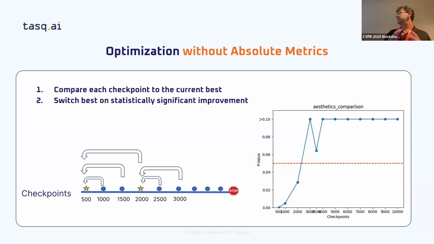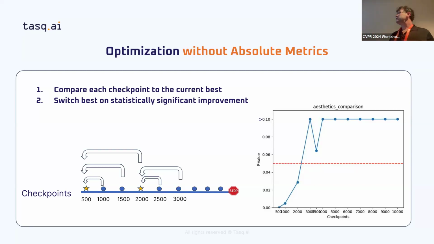We compare everything to it. Then 2000, just an illustration not connected to the graph on the right. So 2000 is also a best one, so it's now our current best. And all the next ones are not better than 2000. So after a while, we can stop.